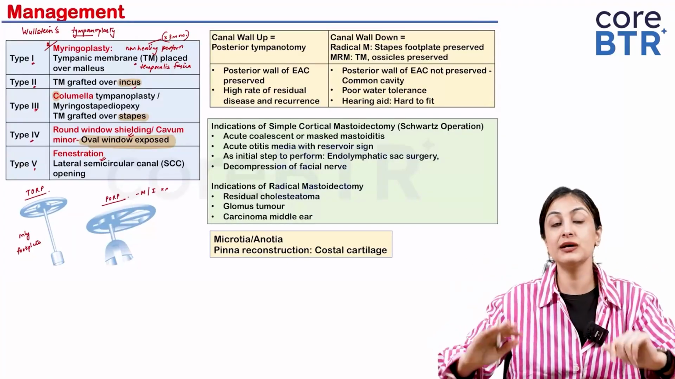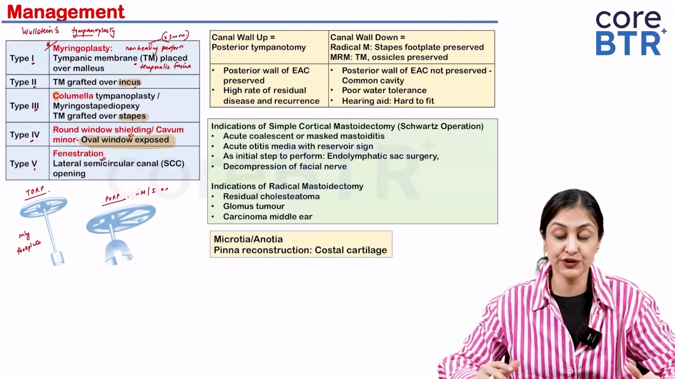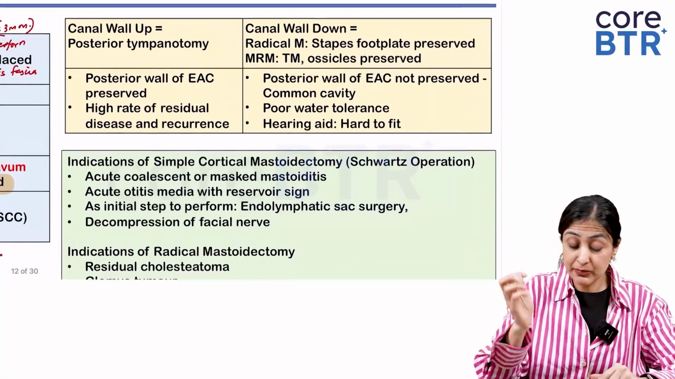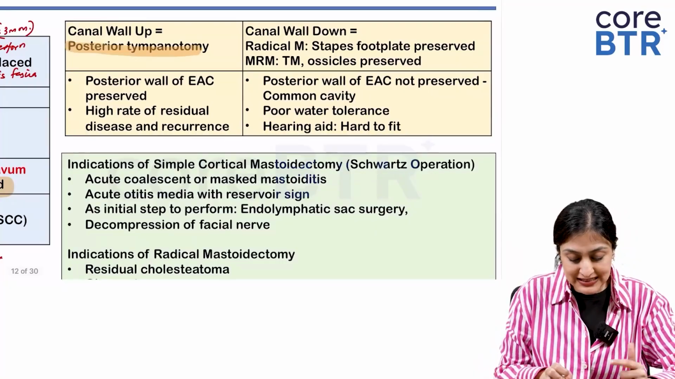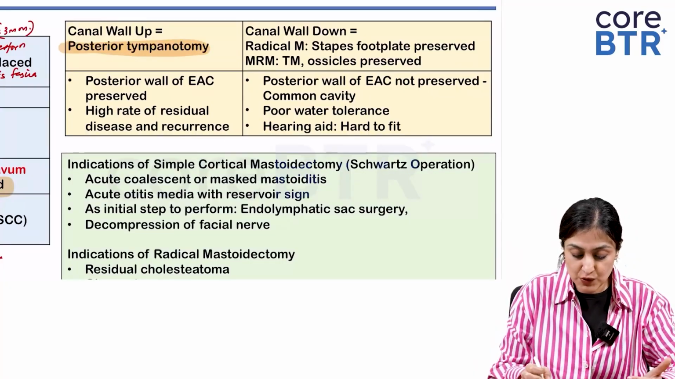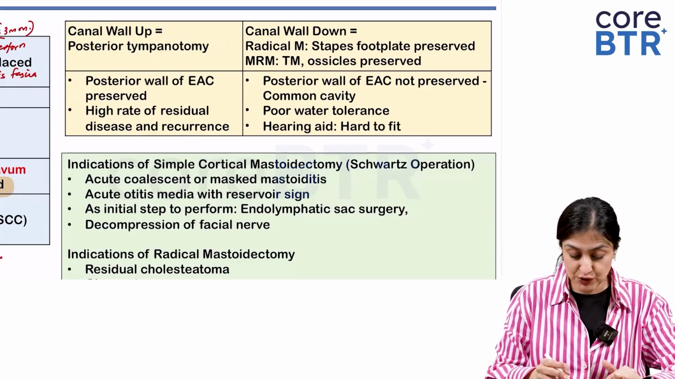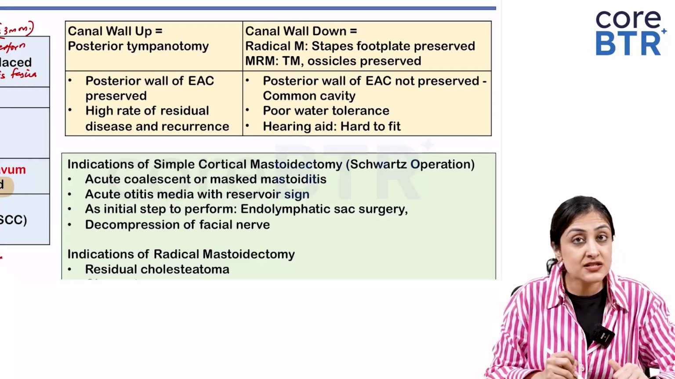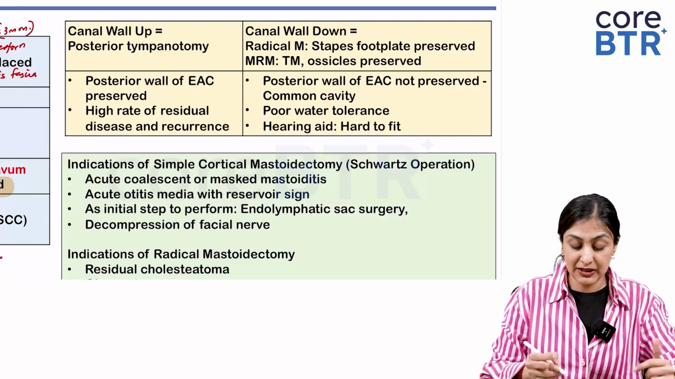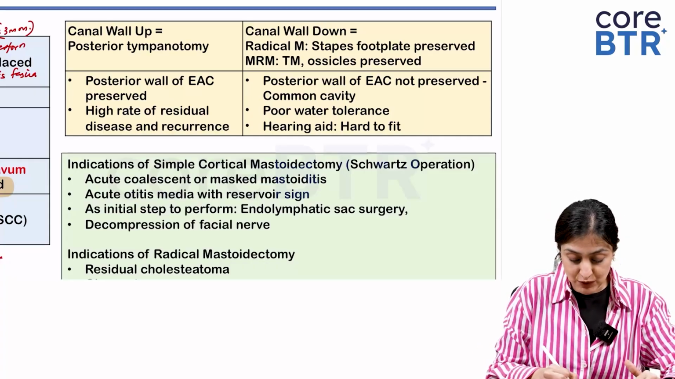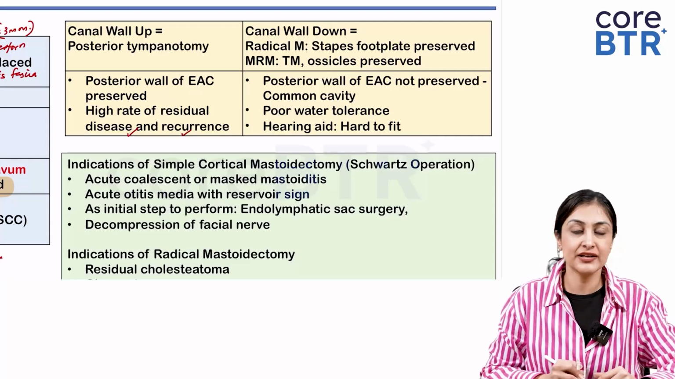Now we've fixed the middle ear. Let's talk further about how we reach the mastoid. Do you remember that we reached through posterior tympanotomy, and that is what was called the canal wall up procedure. That we have already done. This is where I am not removing the external auditory canal wall. But the problem when you do this, obviously it's minimally invasive, so higher residual disease, higher recurrence.